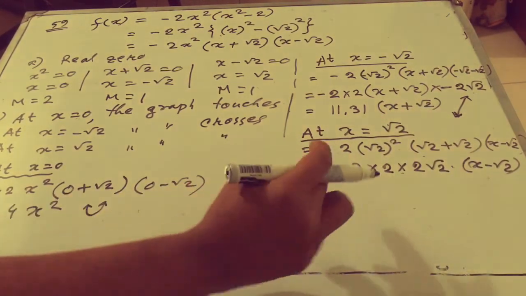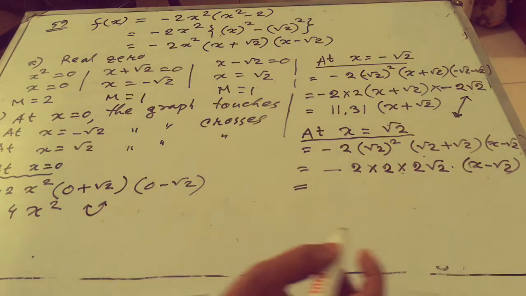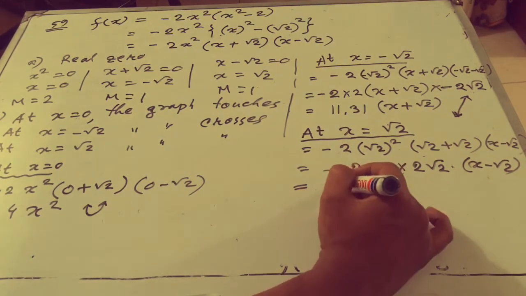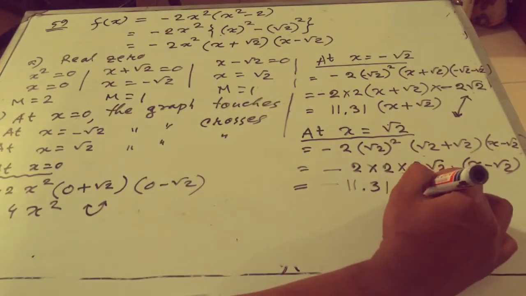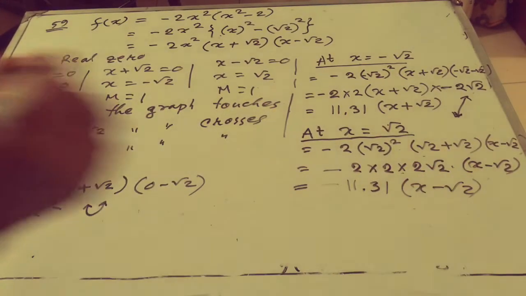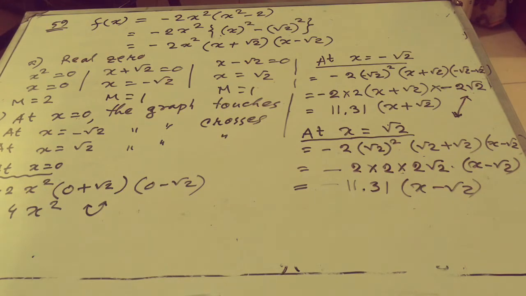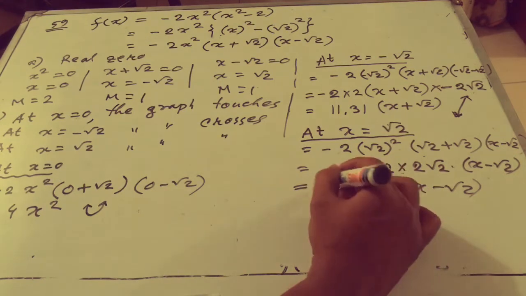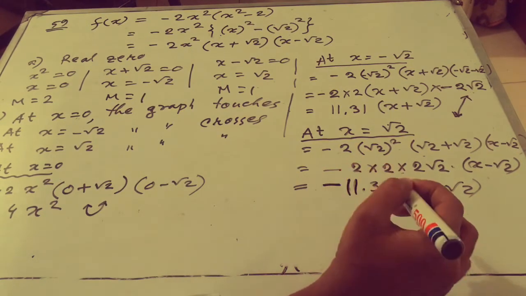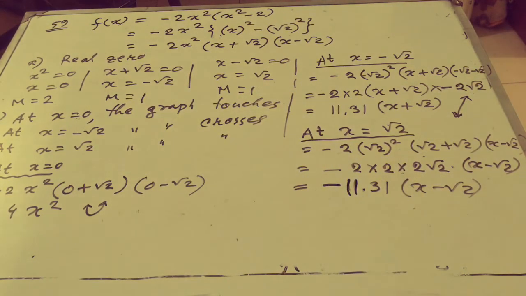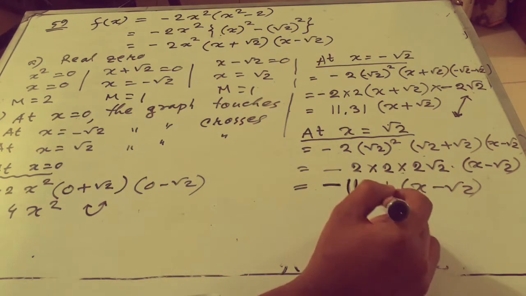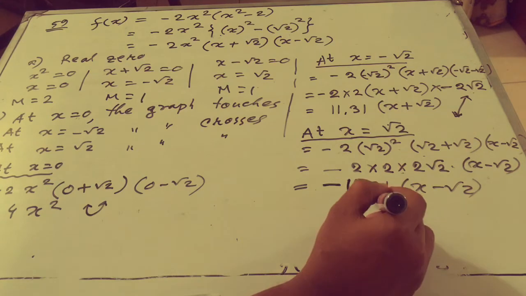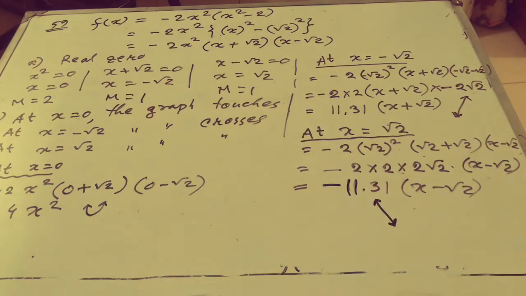So now if you see, there are just some numbers, some digits, so if you multiply them, the answer will be 11.31, then x minus root 2. Let me check if I have a better marker here. Yeah, this is good. So 11.31 times x minus root 2. So this is a negative slope straight line. A negative slope straight line is something like this.